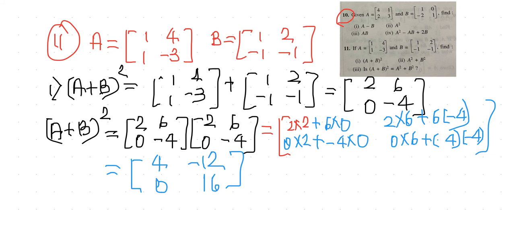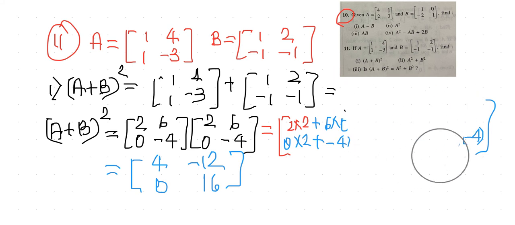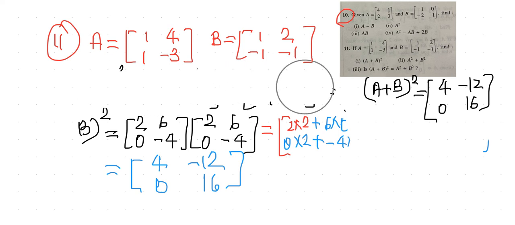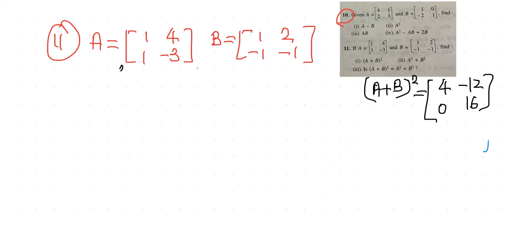Okay. Now you have to keep this value inside so that we can be comparing. So on the right hand side, I'll be writing what? The value of a plus b the square. So I'll be writing down that a plus b the square, the value that I am getting is equal to 4, 0, minus 12 and 16. Okay, and then I'll be calculating what? I'll be calculating a square plus b square.